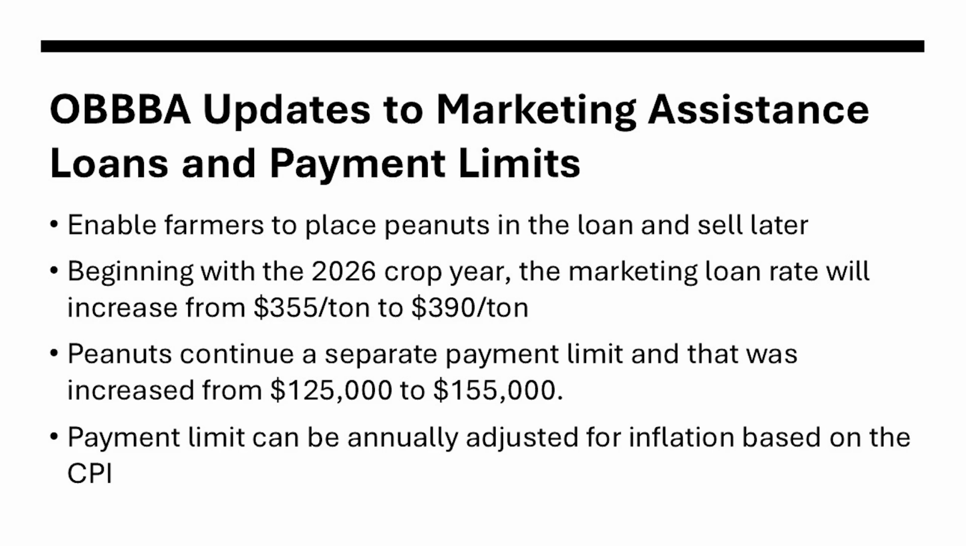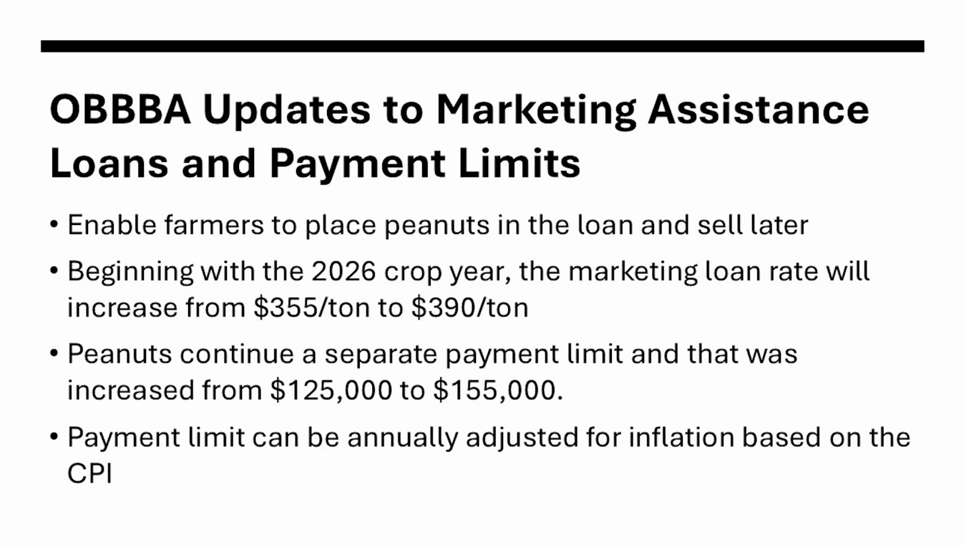All right, and then briefly, before I run out of time, I'm going to talk a little bit about changes to the marketing assistance loans. These are loans that producers can use to place their crop into a loan and hopefully wait for improved prices, because a lot of times at harvest prices tend to be lower because supplies are high, and so it allows them the ability to place their commodity into a loan, and they can choose to exercise that loan or sell later at a different price.